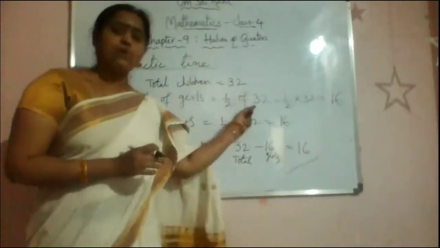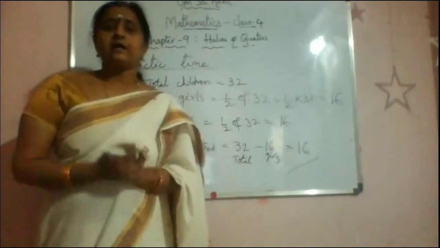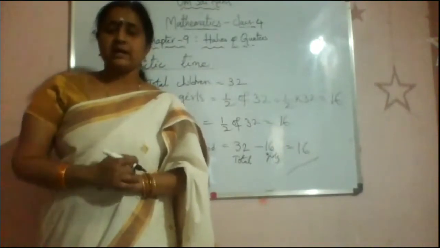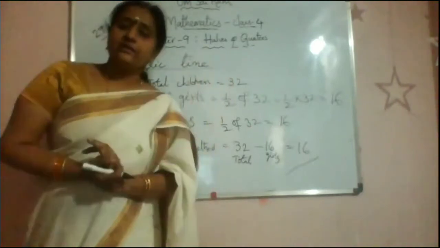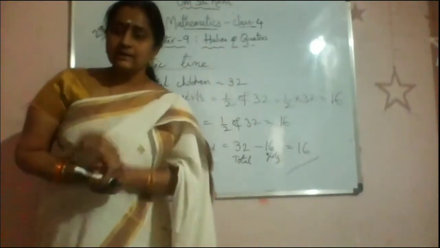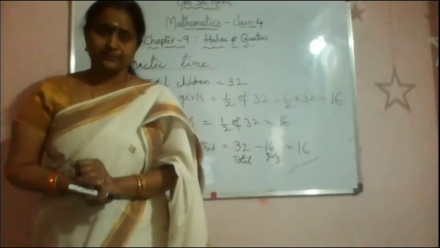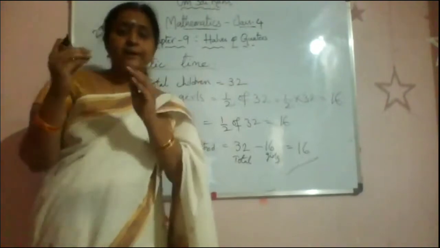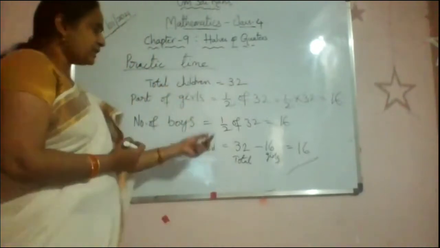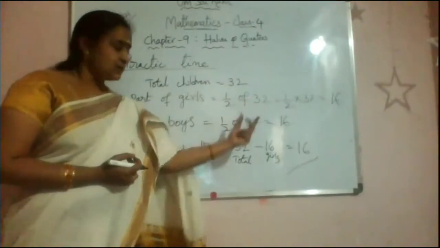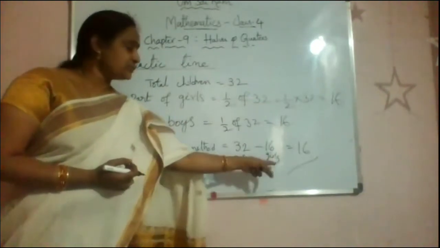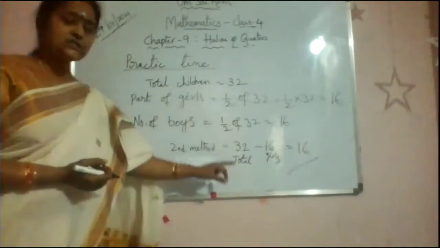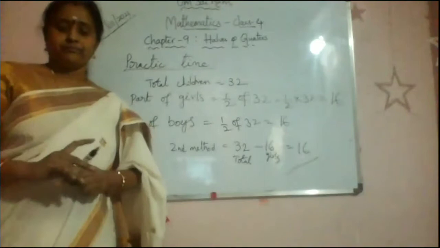Suppose this is a small number, we can say it easily. But if a big number is given, it is a little bit difficult for us. Suppose I say, from a total of 50 in the class, 3/4 are girls. How many boys are there? There you will get a little bit of confusion. So what we have to do is, after finding the 25 girls, from the total number we have to subtract girls to get the number of boys. So you can do it in two methods, there is no problem.